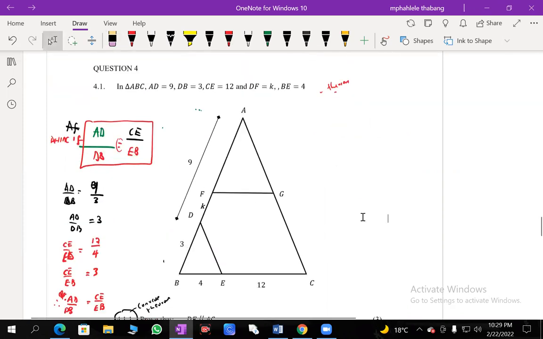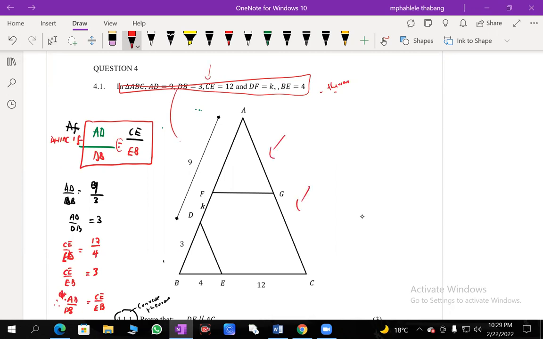What is it that we are missing? I cannot check it. Maybe we missed something. Oh, the information itself. It just says ABC, AD, we see that everything mentioned above. The person made a mistake. The person made a mistake. FG is parallel to BC.